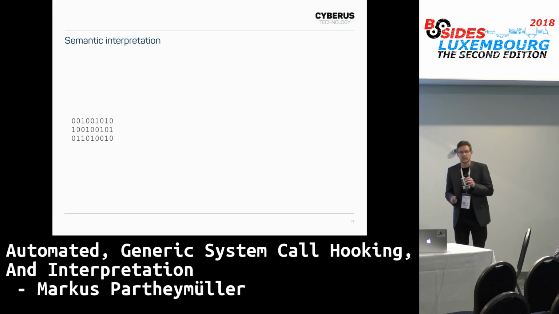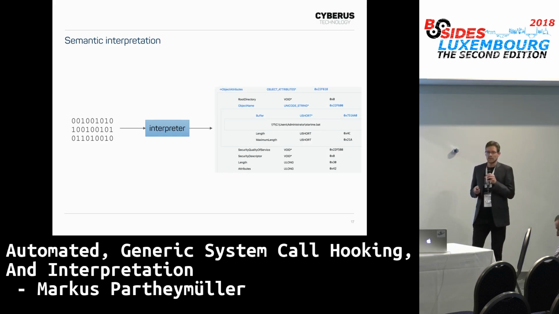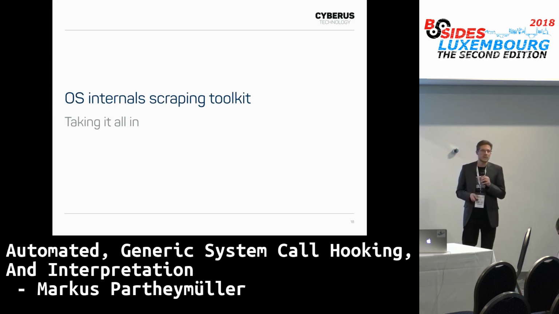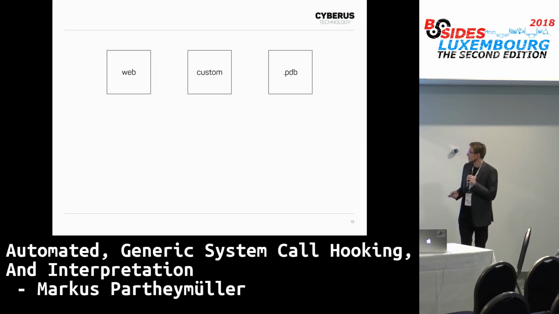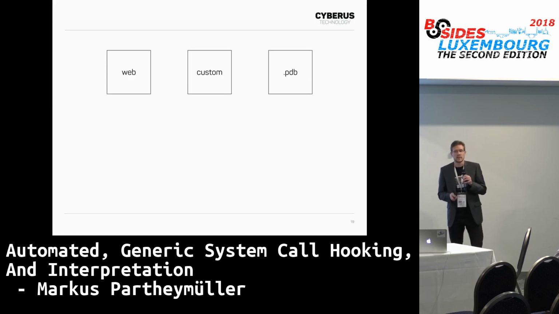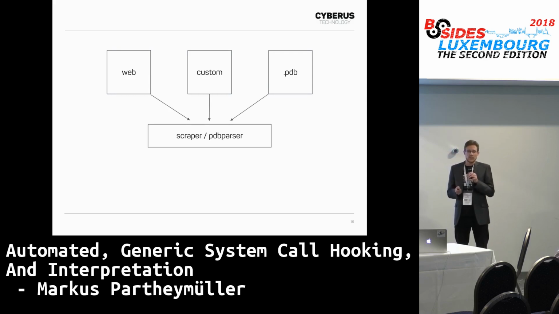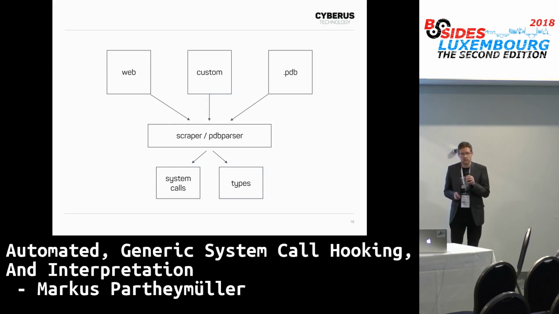So, to remind you, what we want is to go from ones and zeros through one interpreter module to something like this nice picture that just shows us our information. And this is where the main core of this talk comes into play, which is our OS internal scraping toolkit. We've seen all this information on the internet, and we want to take it all in and munch it up, and then out comes the knowledge base that we can use in a script. So we take these sources that I've talked about, the internet and the symbol files, and also sometimes we need some custom knowledge to make sense of all of it. We throw it into this scraper and parser for the PDB files, and what comes out is a knowledge database containing the system call definitions, numbers, and also the types.